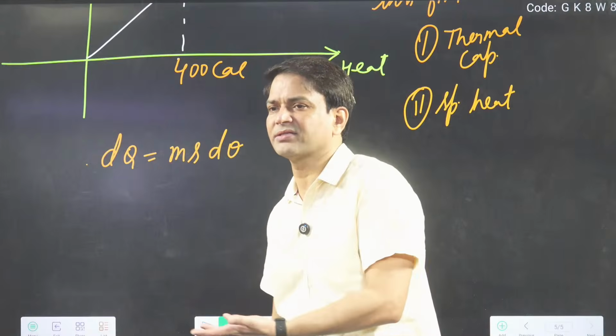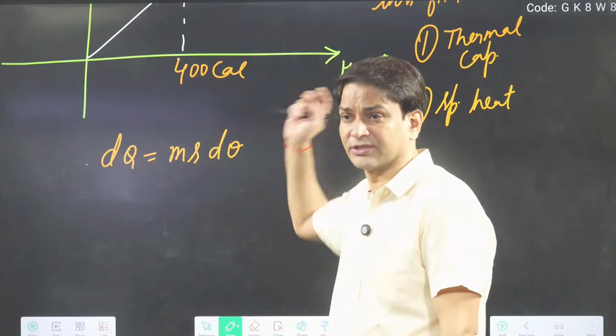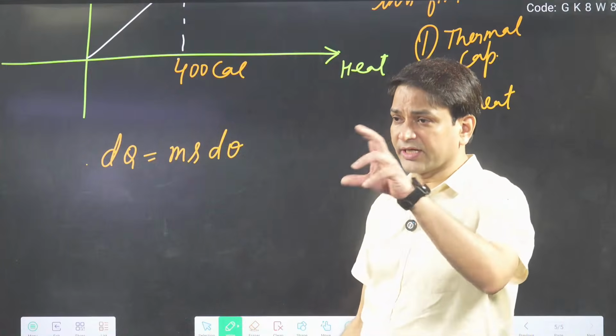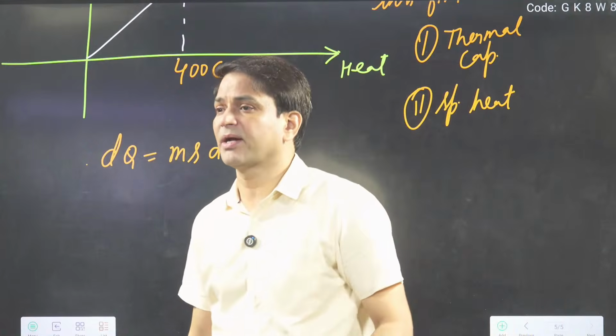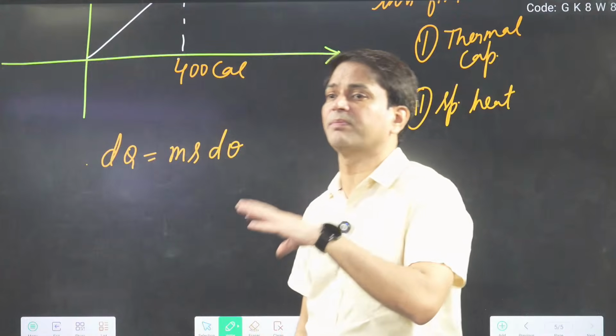Q is equal to ms theta. I am taking a small amount of heat, that's why I'm writing dq. dq is ms into d theta. Which quantity am I plotting on the axis? This I already said in the basic mathematics. Whichever quantity we are plotting on the x-axis, we will replace it with x.